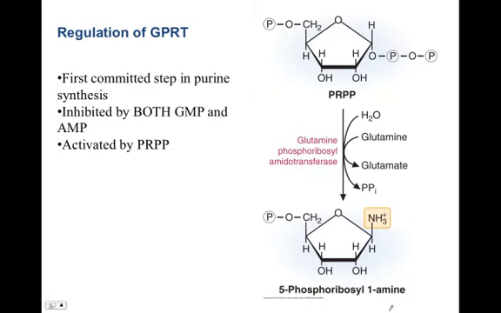Let's look closely at the regulation of the first step in purine synthesis. The enzyme involved here is glutamine phosphoribosyl aminotransferase, or GPRT. This is the first committed step in purine synthesis. Here you have PRPP being aminated here by the addition of an amine group from glutamine.